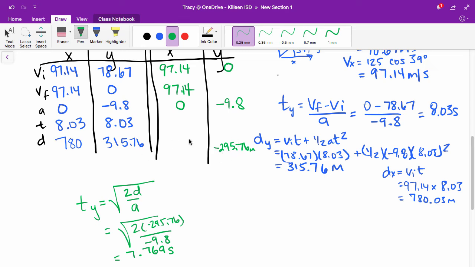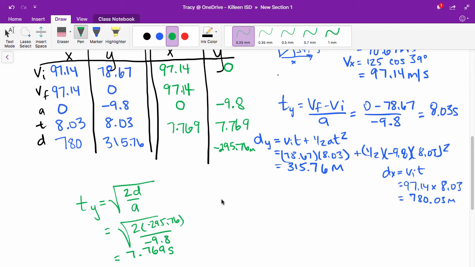Notice that with a displacement in the y of 315 and it only landed 20 meters higher, that's almost as far. So it's going to have to fall almost as far as it went up, which means my time should be almost as much as my time up. And you see we went up with 8 and we're coming down at 7.76. So it's almost as much time. That'll be the same for the x and the y on the down.